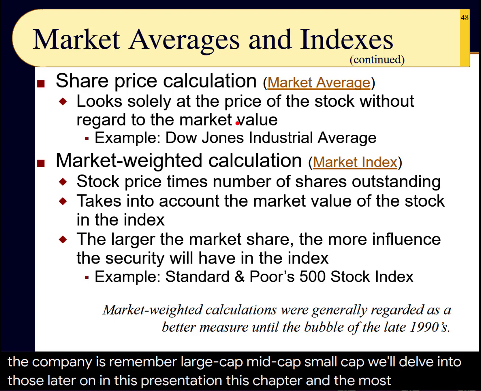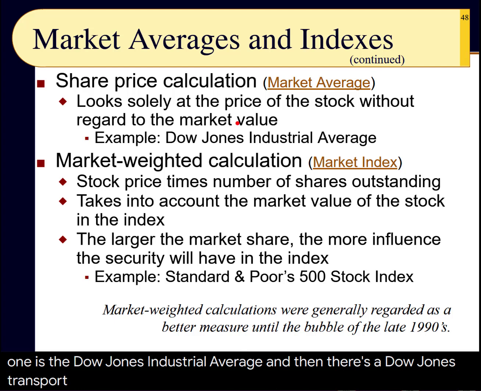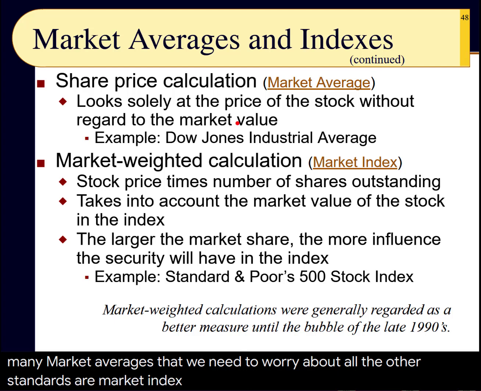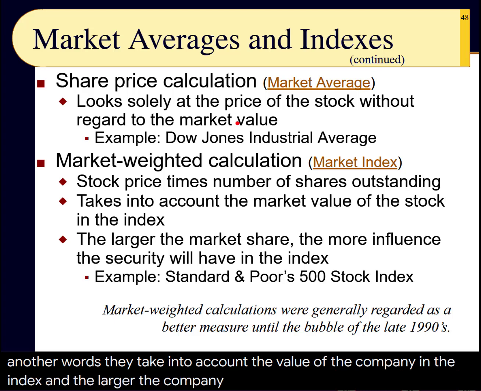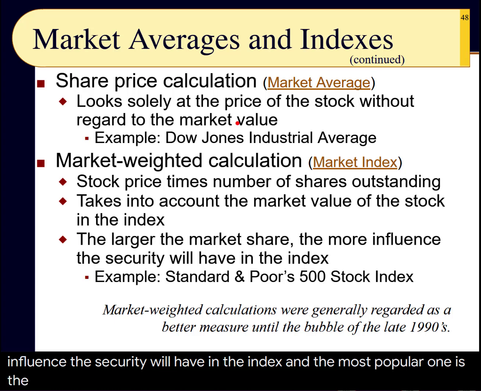And the most important one is the Dow Jones Industrial Average. And then there's the Dow Jones Transport, Dow Jones Utilities, but that's it. There's not really that many market averages that we need to worry about. All the other standards are market indexes. Those are market weighted calculations. In other words, they take into account the value of the company in the index. And the larger the company, the larger the market share, the more influence the security will have in the index. And the most popular one is the Standard & Poor's 500 stock index, the 500 largest companies based in the United States.